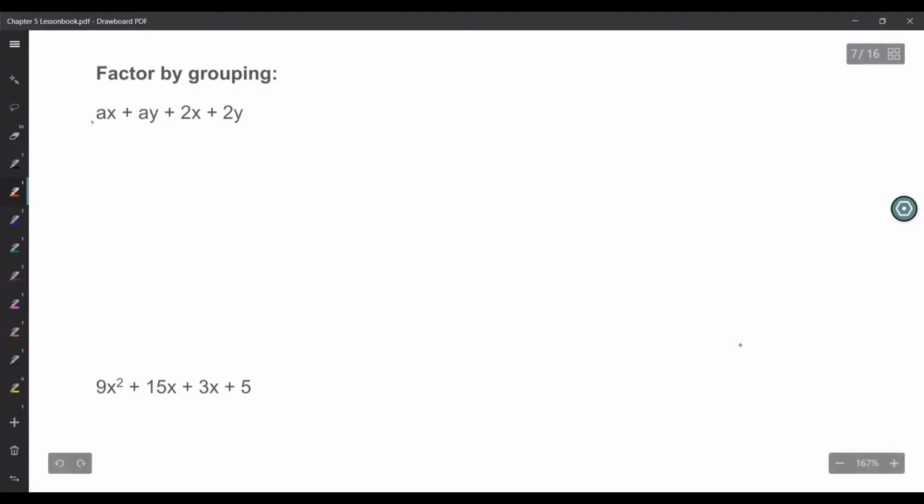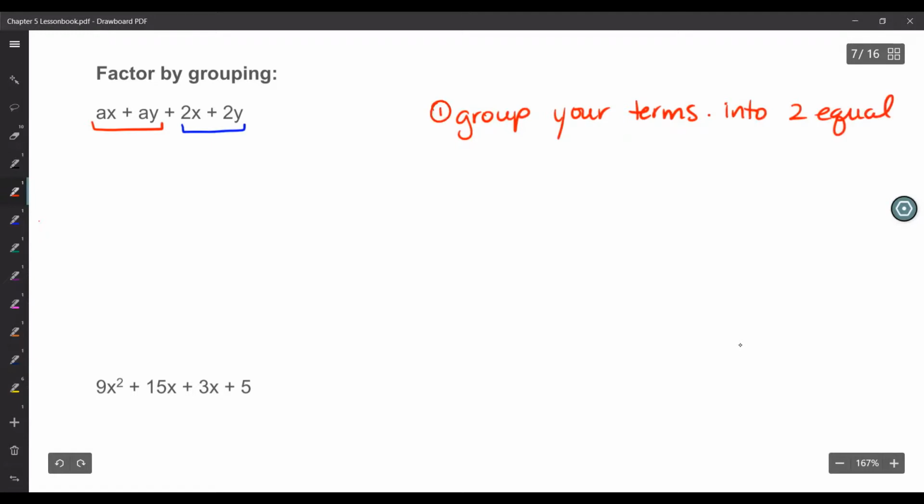So let's say, for instance, this one is the first group, and this one is the second group. We'll write some steps over here. So we're going to group our terms into two equal groups. And when I say equal groups, I mean they have the same amount of terms. The next thing that we're going to do is common factor each group.